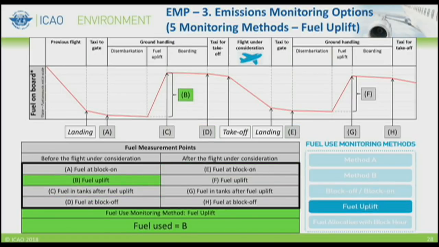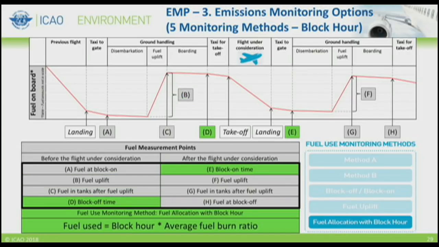The fourth one is called fuel uplift. This, very simply, uses the fuel uplift information for the flight under consideration. Once the airplane prepares for its flight, there will be fuel uplift for that flight, and the amount of fuel uplift is considered as the fuel burn for that flight. The formula to apply this method is very simple. It's only the fuel uplift for the flight.